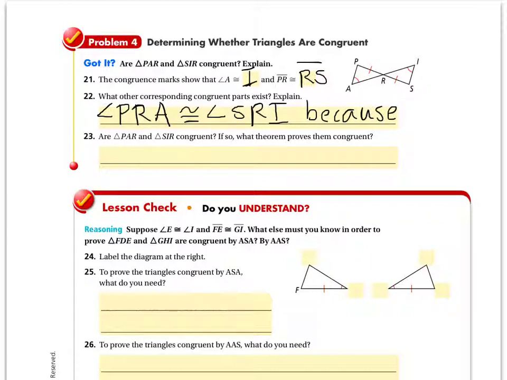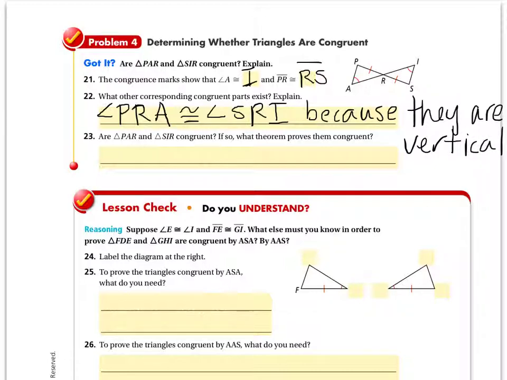Because they are. You'll have to excuse the interruptions by my children.